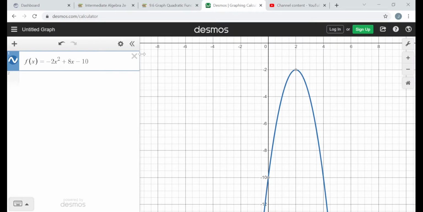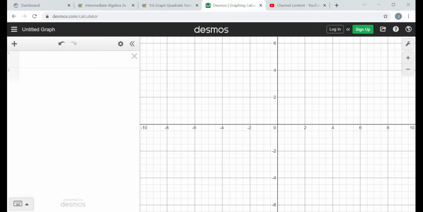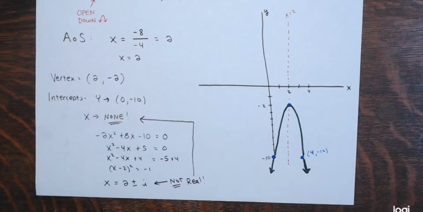So it looks like I did a pretty decent job. It's not perfect looking, but I did a decent job graphing by hand, and you should be able to as well. Whenever you see a quadratic function of the form y equals ax squared plus bx plus c, you should be able to make a pretty reasonable sketch of that parabola by hand.